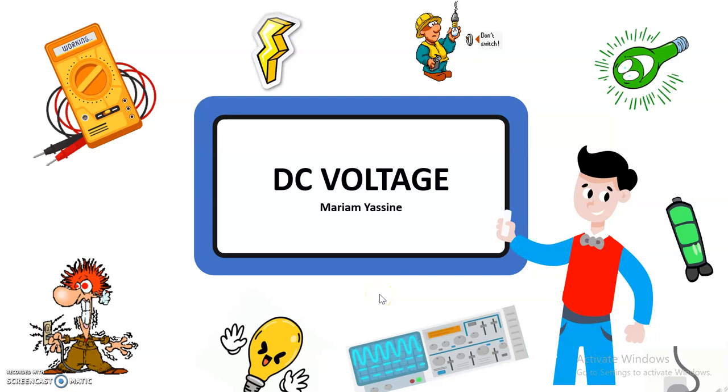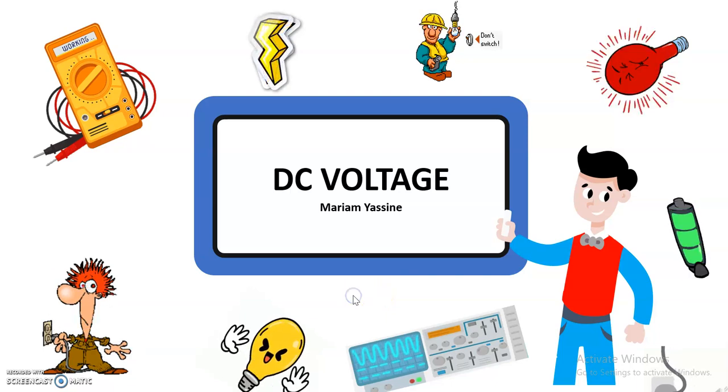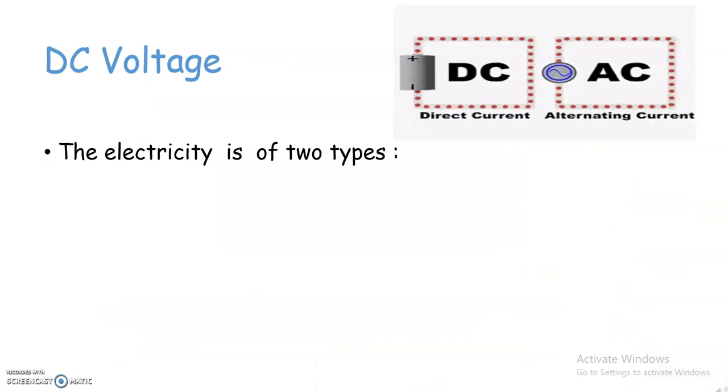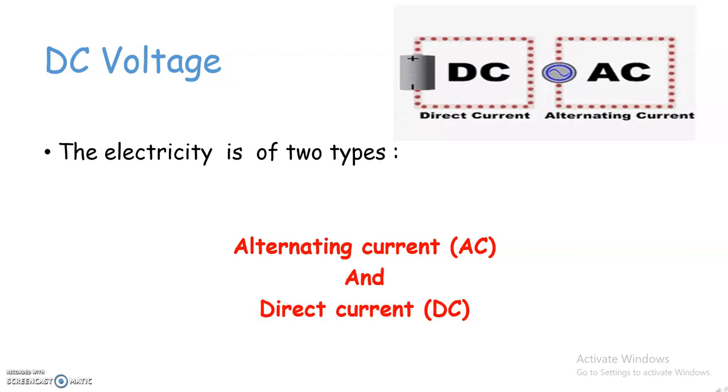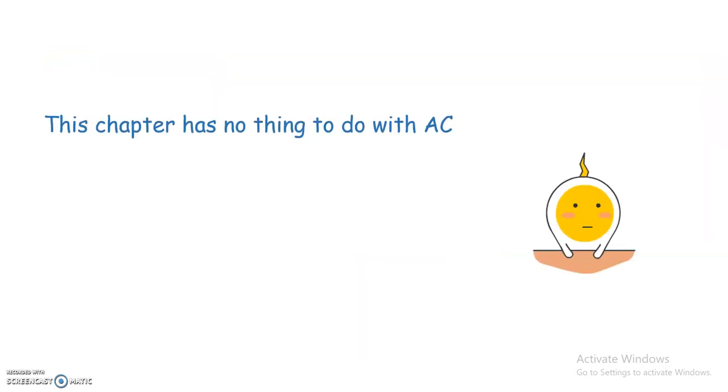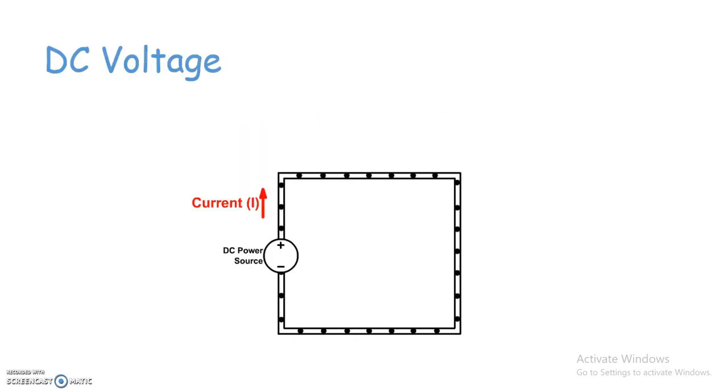Let's now start with a new topic, the types of electricity. Electricity is of two types: alternating current, or AC, and direct current, or DC. This chapter has nothing to do with AC, but I think a small explanation or a very brief idea about AC is not harmful for you. But now let's start with the DC voltage.